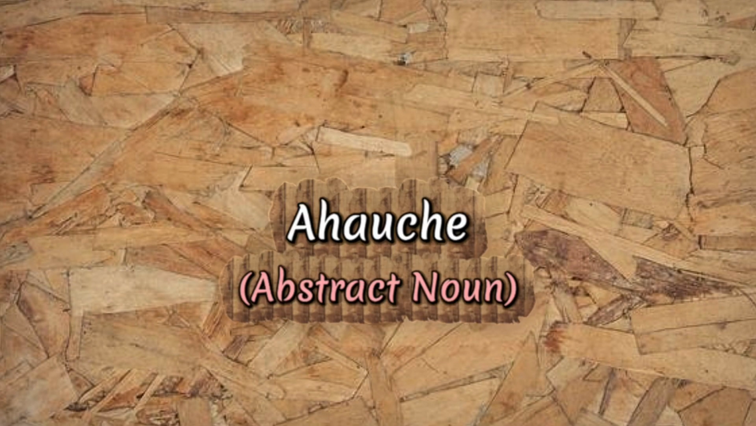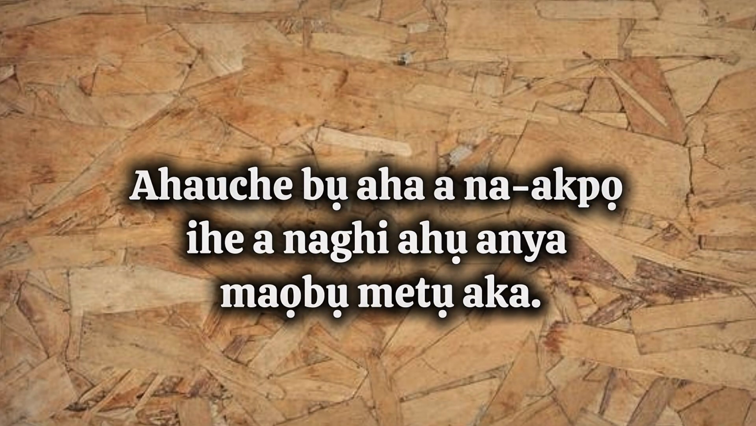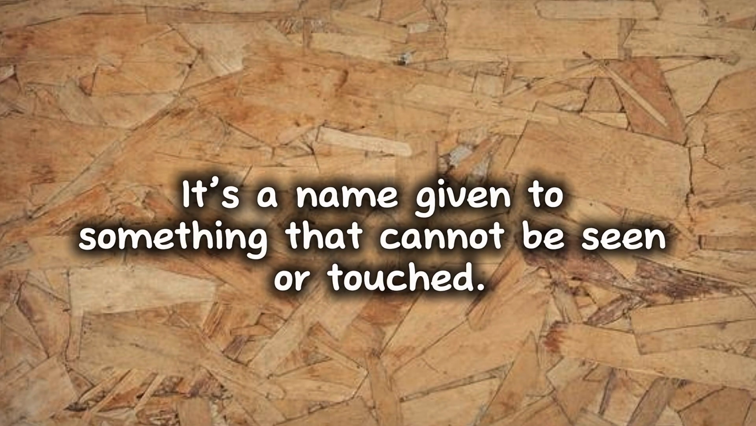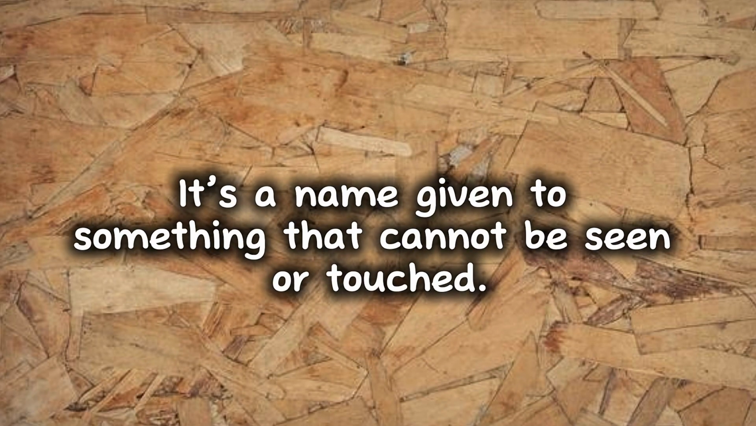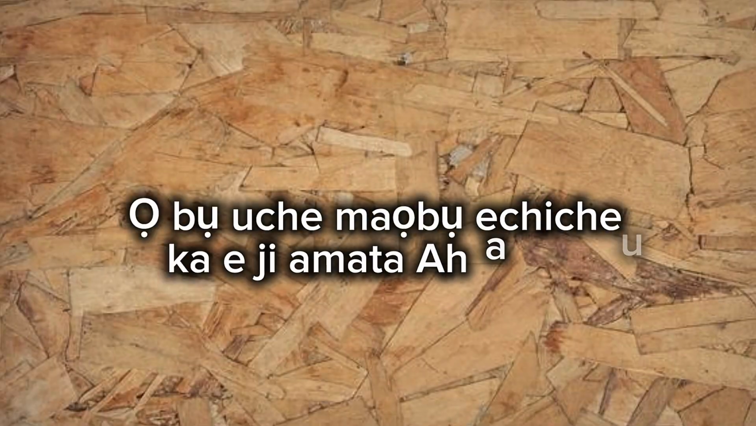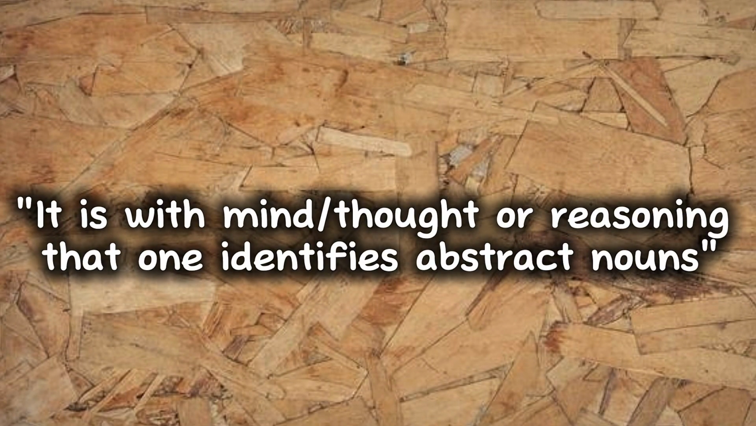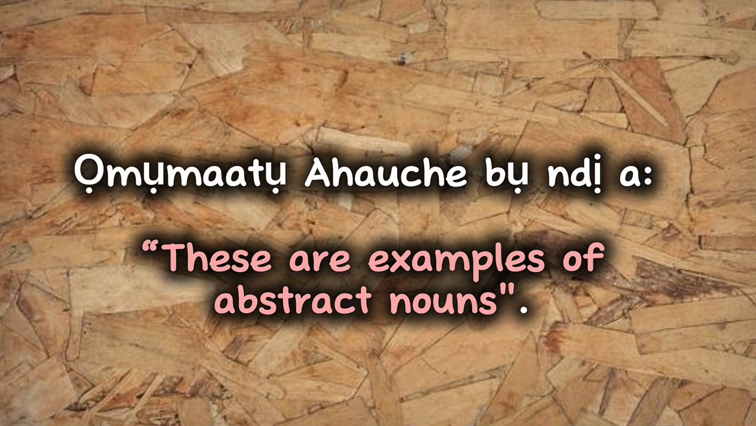Ahauche, abstract noun. So Ahauche bụ aha a na-akpọ ihe anaghị ahụ anya ma ọ bụ metụ aka. Abstract noun is name we call what we cannot see or touch. Ọ bụ uche ma ọ bụ echiche ka eji amata Ahauche. Use your mind to think about an abstract noun, or you feel it. So ọmụmaatụ Ahauche bụ ndị a.